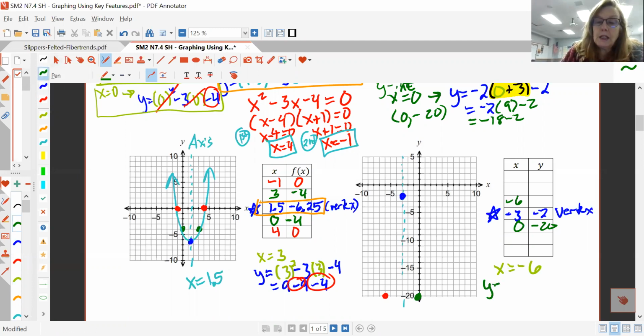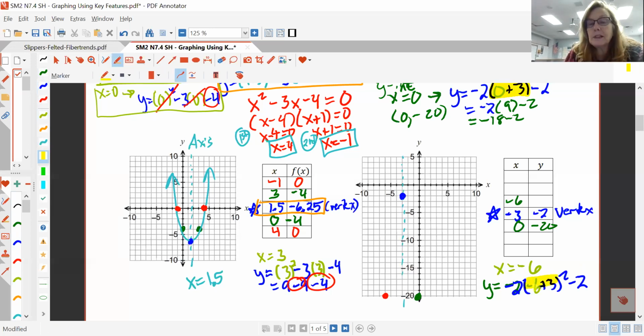So y equals negative 2. What am I doing? I'm just putting it back into my equation, only now, everywhere I saw an x, I changed that into negative 6. So negative 6. Then once again, I look at it. There's some parentheses. There's a square. Do that first. Negative 6 plus 3 is negative 3. Negative 3 times negative 3 is 9, okay?